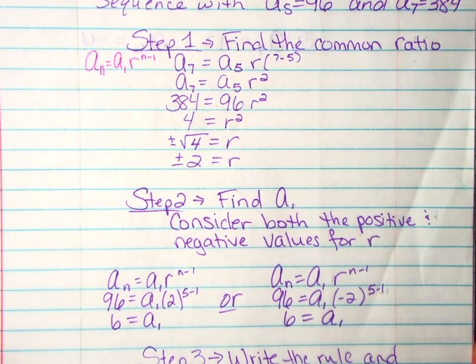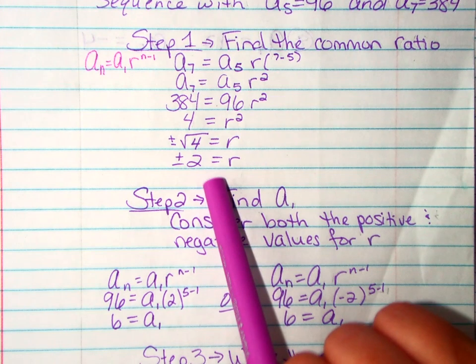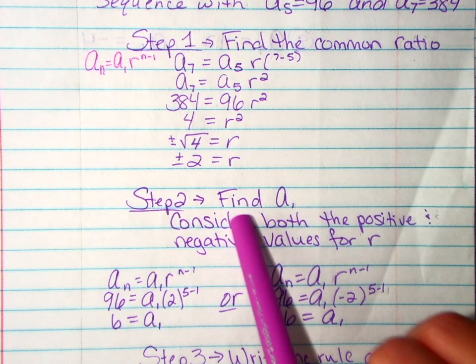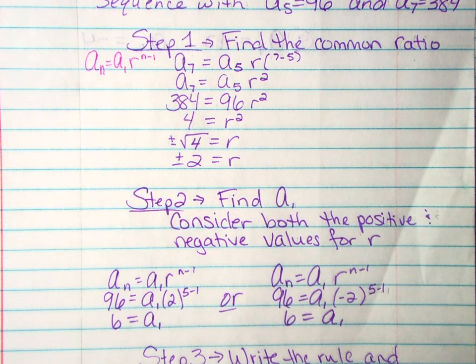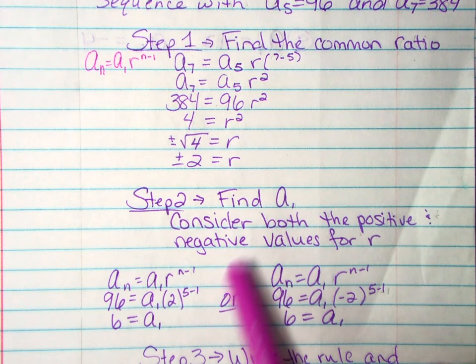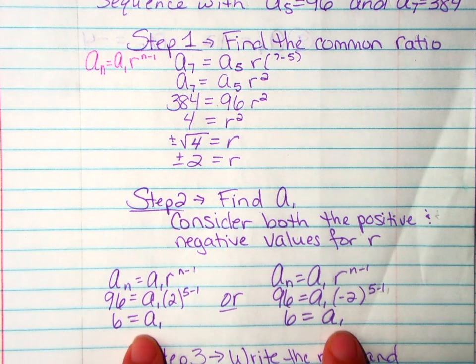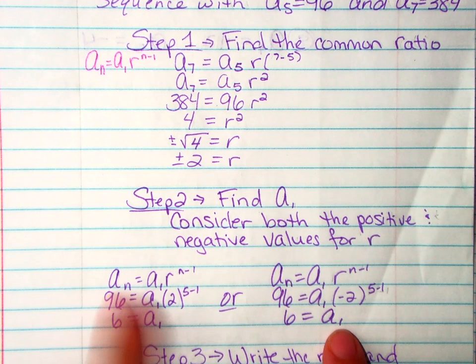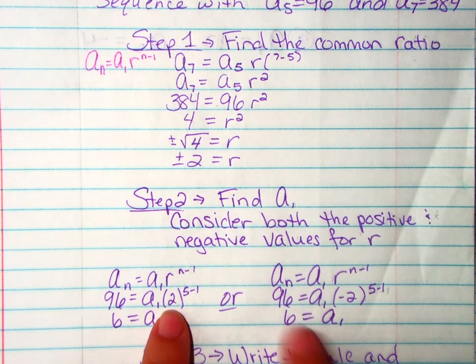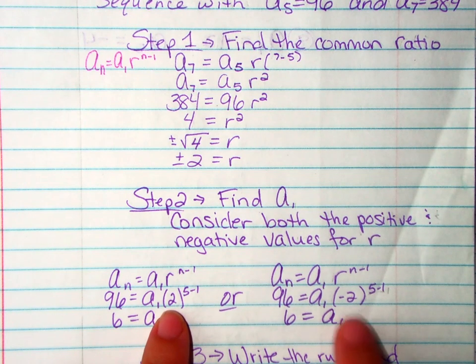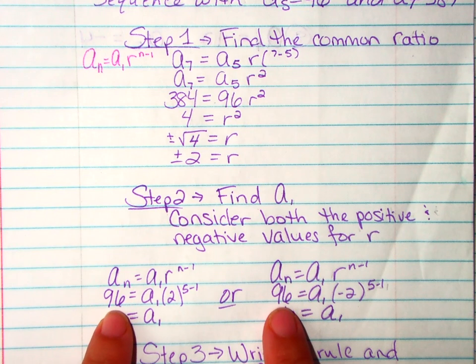So step 2, now that we found our common ratio, step 2 is to find our a sub 1. What is our first term? And we have to consider both the positive and negative values. So we are going to do the general rule here with a positive 2, and we're going to do the general rule here with a negative 2. So you can choose either the 5th or the 7th term. It does not matter. I chose the 5th term.